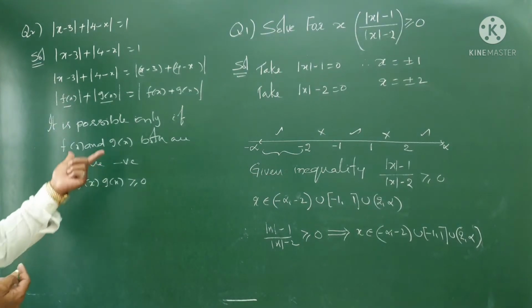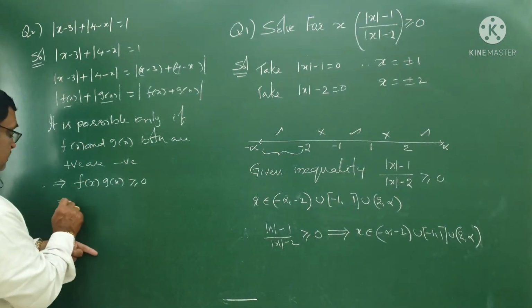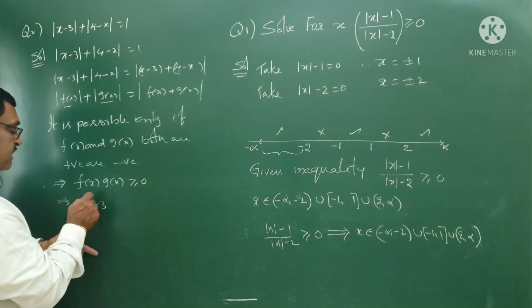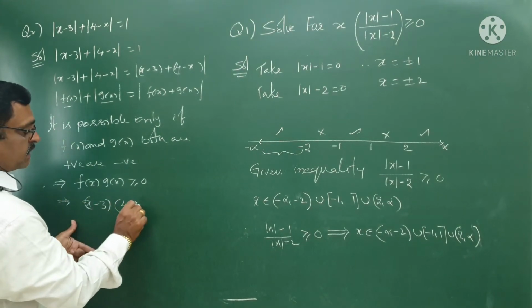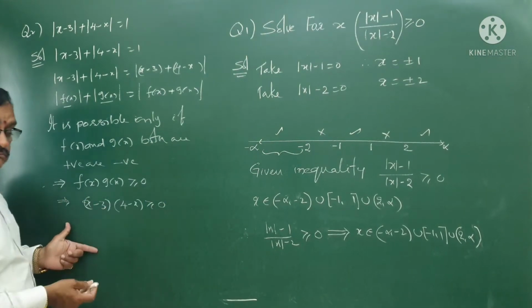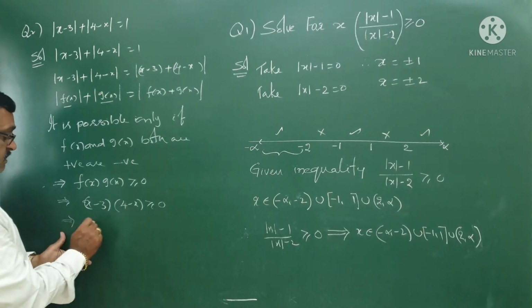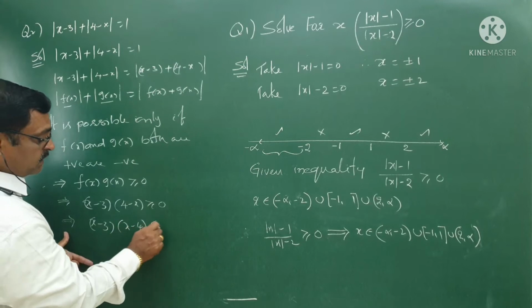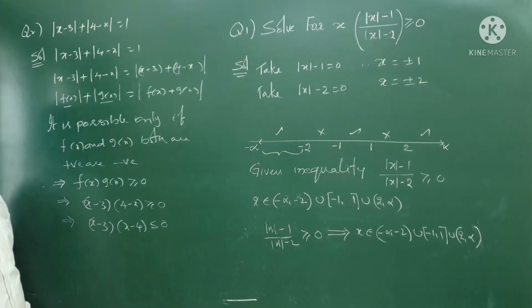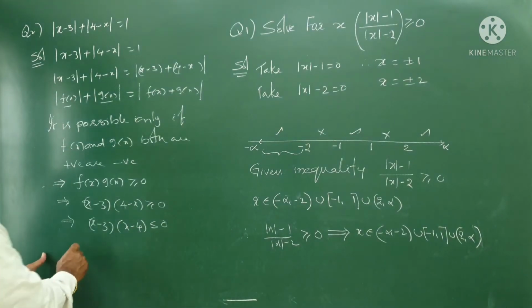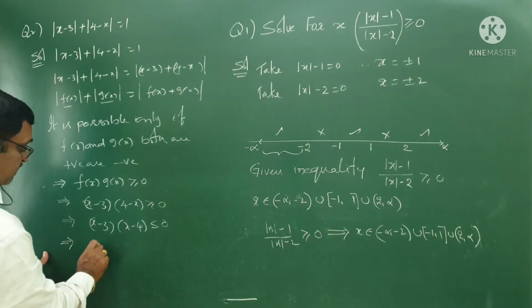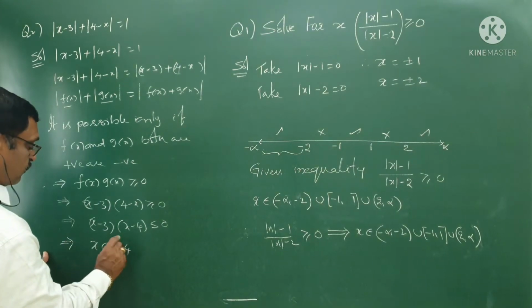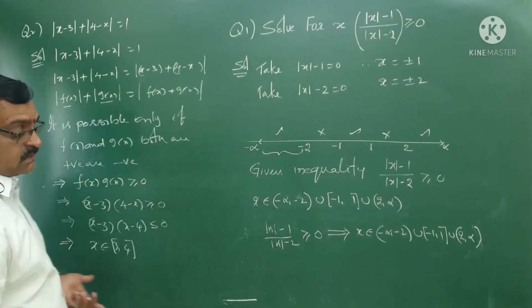And what is f of x? What is g of x here? This implies x minus 3 times 4 minus x is more than or equal to 0. Or, this is very simple: x minus 3 times x minus 4 is less than or equal to 0. Very simple inequality. This implies, as you know very well, x belongs to the closed interval 3 to 4. That's all.